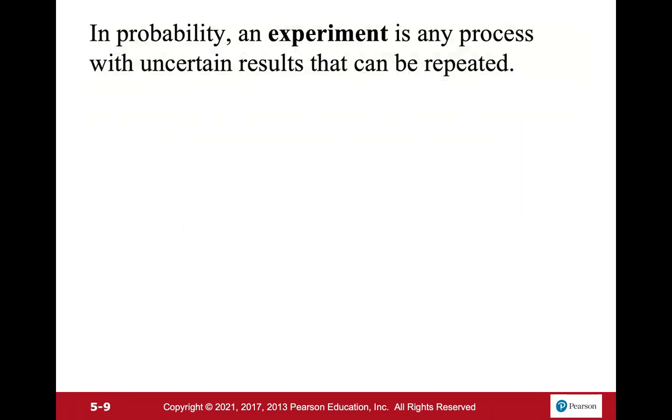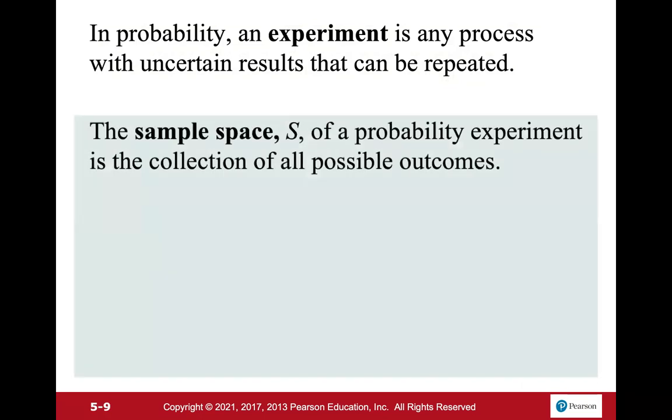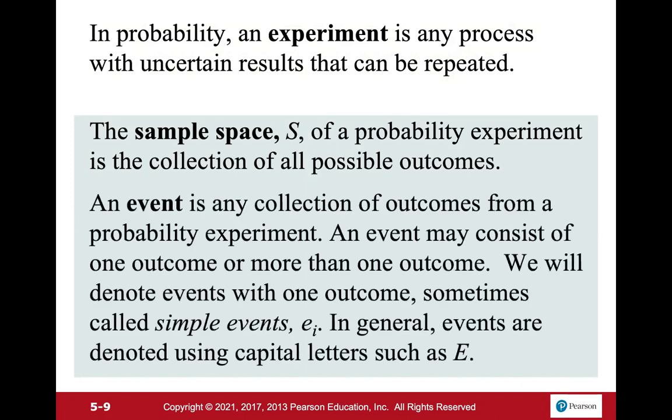In probability, an experiment is any process with uncertain results that can be repeated. The sample space, denoted as S, of a probability experiment is a collection of all possible outcomes. An event is any collection of outcomes from a probability experiment. An event may consist of one outcome or more than one outcome. We will denote events with one outcome, sometimes called simple events. In general, events are denoted using capital letters such as E.